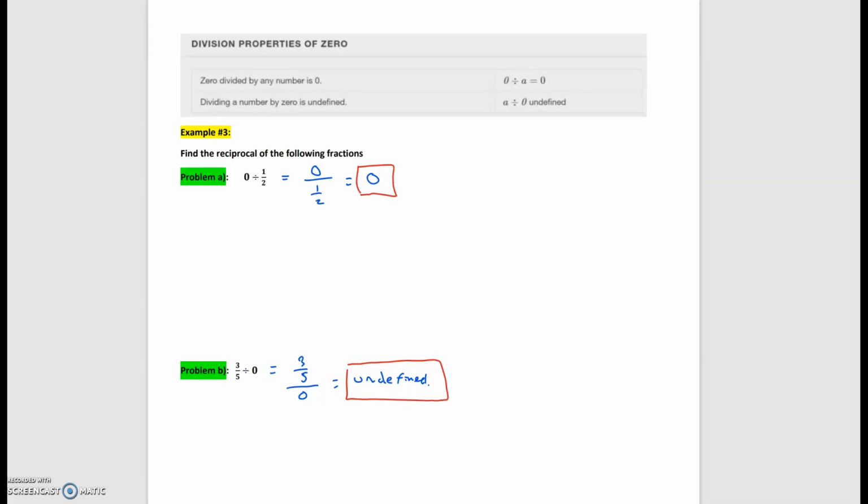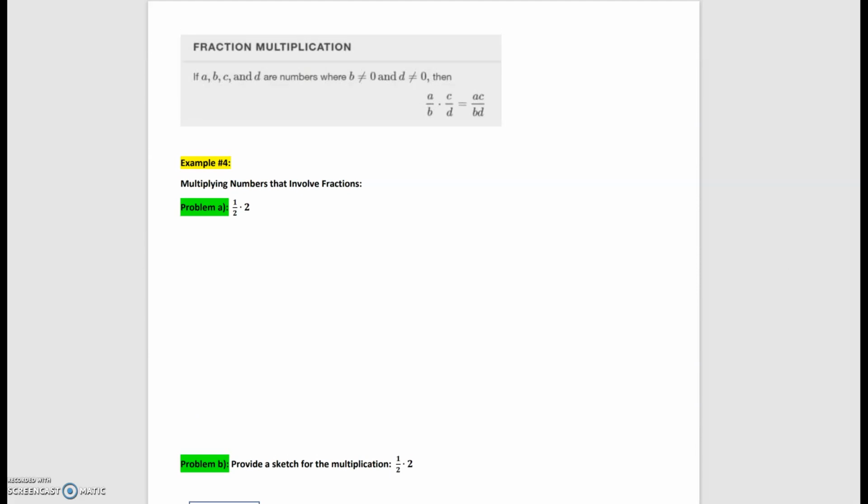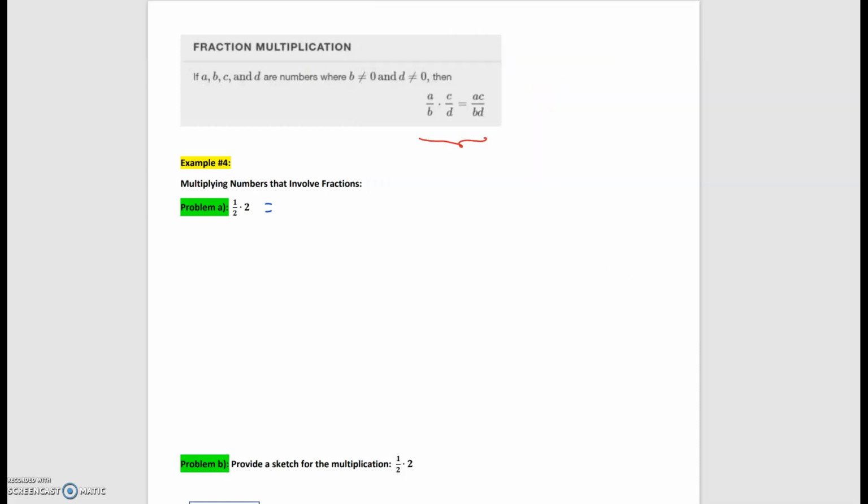Let me pause the video for a little bit for you guys to catch up. Okay, let's continue with the next set of problems. When you're multiplying fractions, you basically apply this basic property: you multiply the tops and the bottoms and then cancel common factors. In this situation, I'm just going to rewrite this as 1/2 times 2 over 1, which gives you 2 over 2, technically 1. That's going to be our final answer.